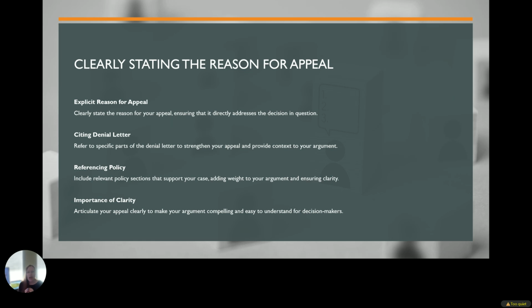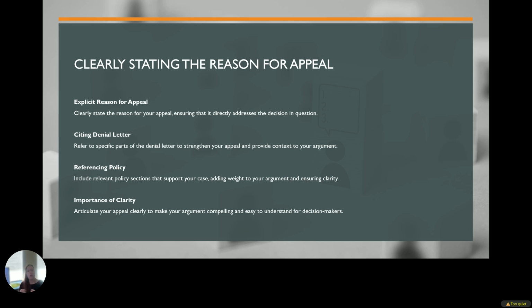You need to be absolutely explicit about the reason that you are appealing the decision. Reference specific parts of that denial letter and the policy that supports your case. Clarity is key in making your argument compelling.